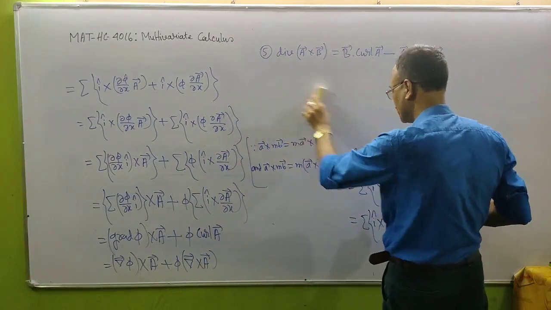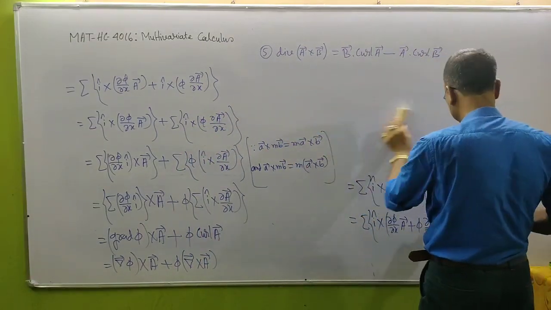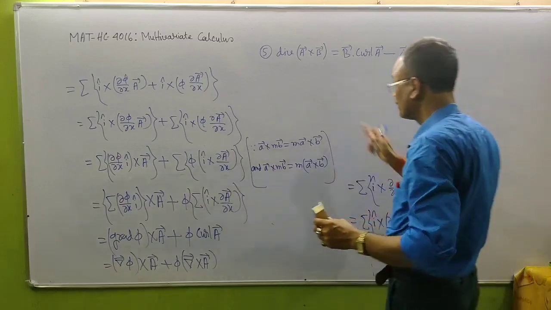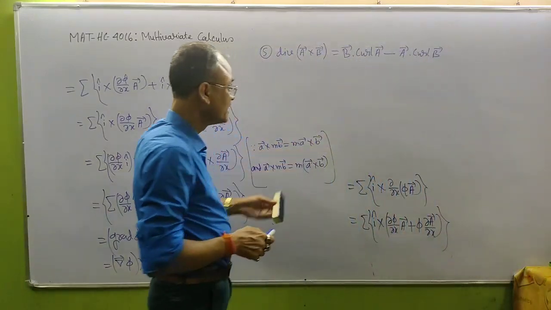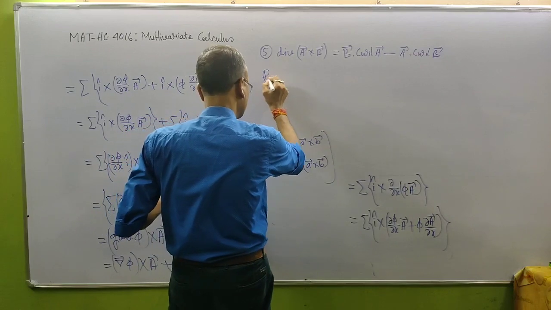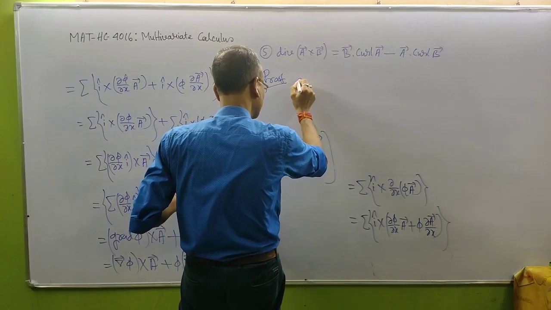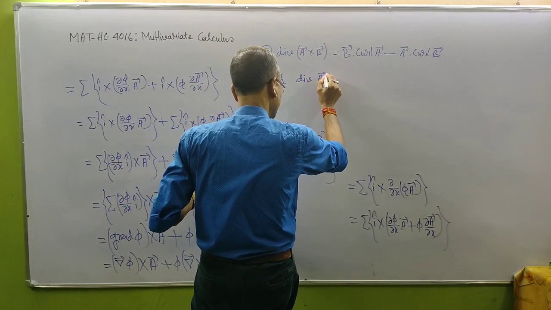It is very easy to remember the statement of the identity. Let me prove this one. Proof. Divergence of A cross B.